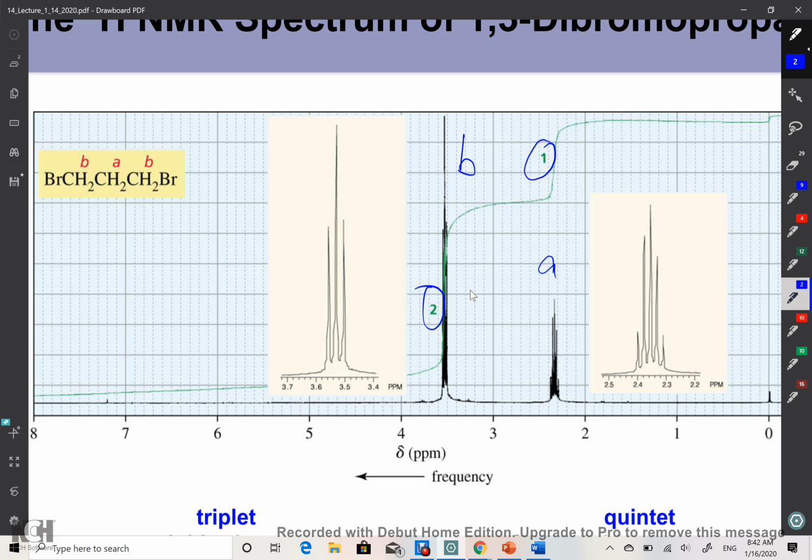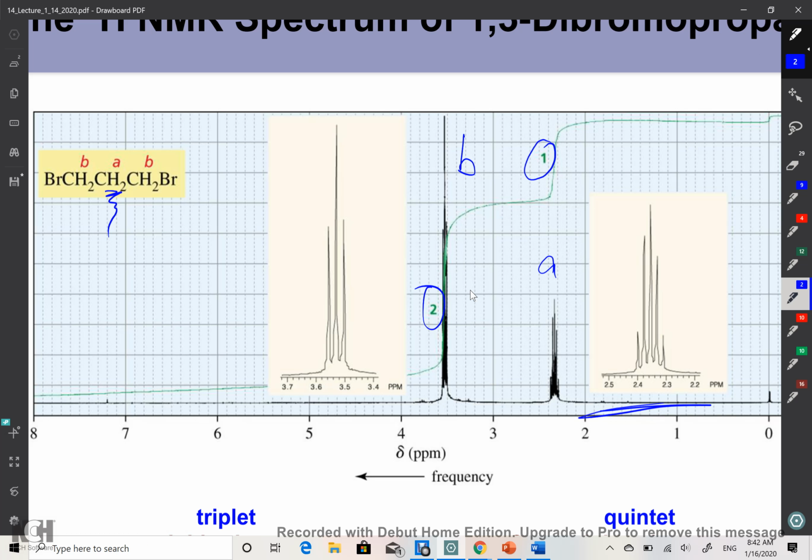In terms of multiplicity, if we look at signal A, the protons in A have 4 neighboring hydrogens, 2 on each side. Does that make sense? So we expect A to have 5 peaks, a quintet. Does that make sense? So we expect A to be a quintet. And that's why we have a quintet over there.